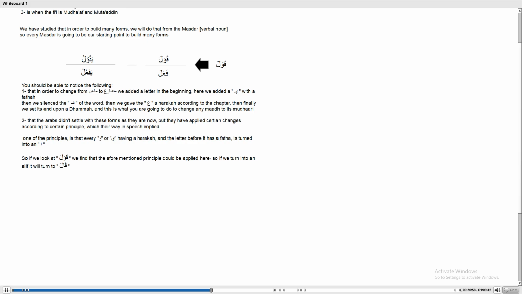Then another principle led them to change how yaqulu looks. How yaqulu looks.